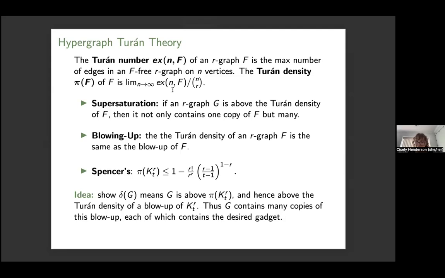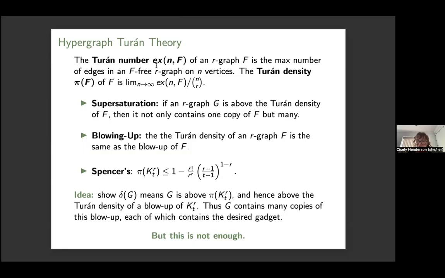Okay, so then the idea is to show that this minimum degree of G means that G is above the Turán threshold of an appropriately sized clique, and hence it's above the Turán density of a blowup of that clique. So then G contains many copies of this blowup, each of which contains the desired gadget. Bing, bing, boom. We have many possible places that the gadget exists in G. Use the embedding lemma. Prove that our omni-absorber exists in our setting. Skip off into the sunset.